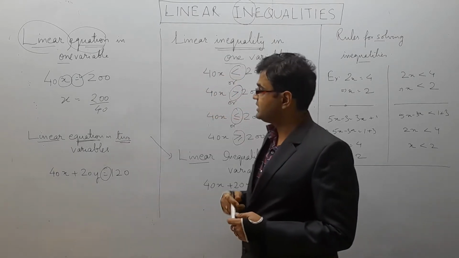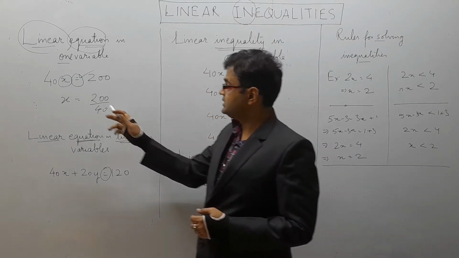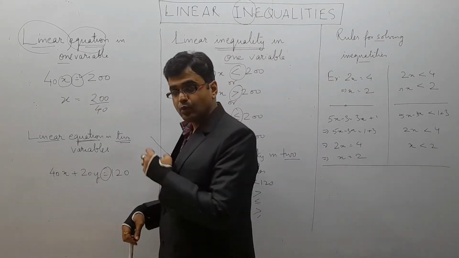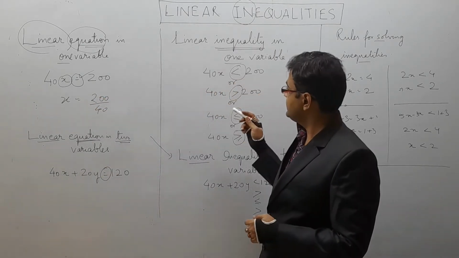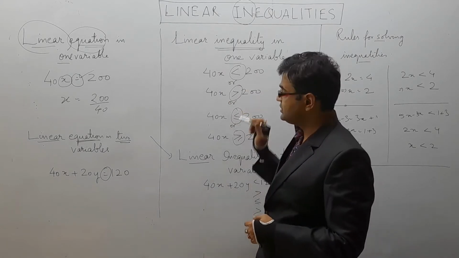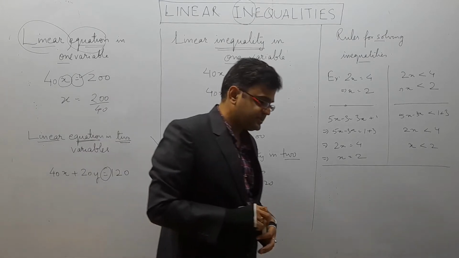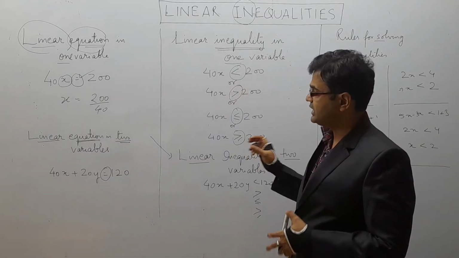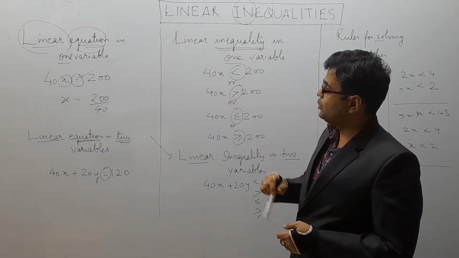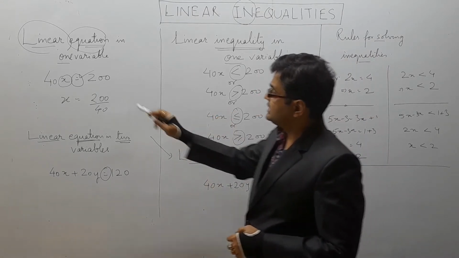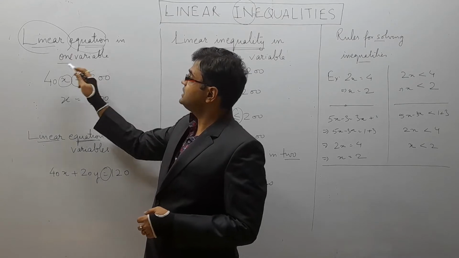So this is the significance of the sign. Here the equal to sign will give one unique value, and if any of the other signs are present between the two numbers or mathematical expressions, we will get many values. This is one aspect.